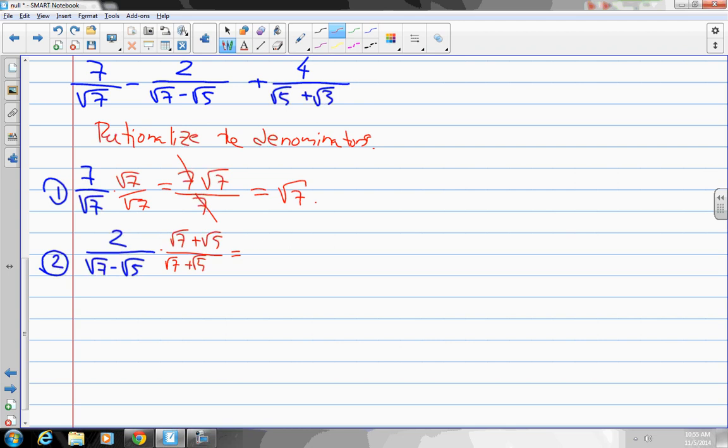So in the numerator, it is 2 times the square root of 7 plus the square root of 5. In the denominator, the difference of squares takes over. So that's square root of 7 squared minus square root of 5 squared, which is 7 minus 5. Do you all agree with that? The denominator is just 7 minus 5, which is what? What is 7 minus 5? 2 over 2, so the 2's cancel, so we get square root of 7 plus square root of 5. No denominator.